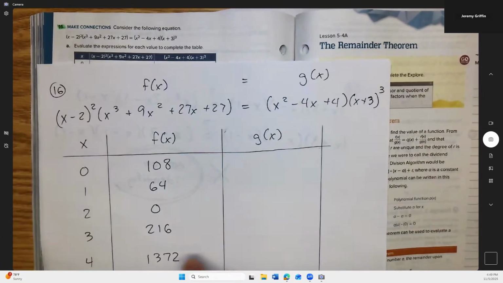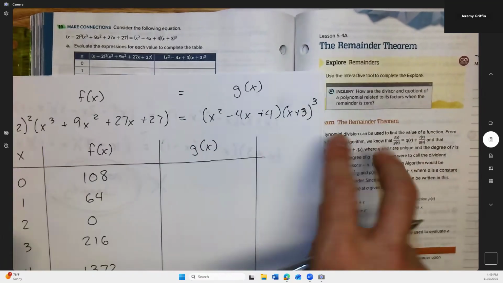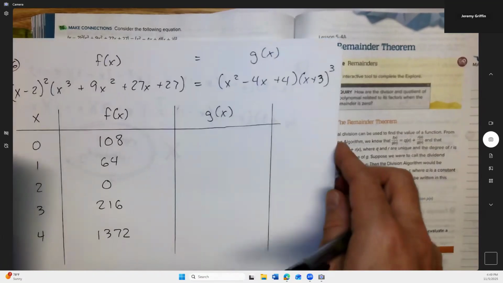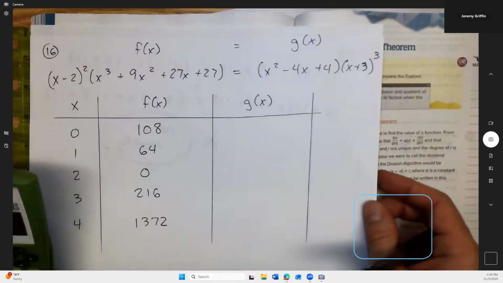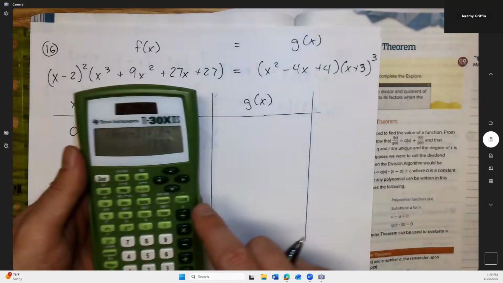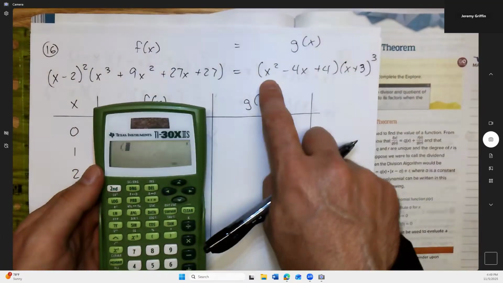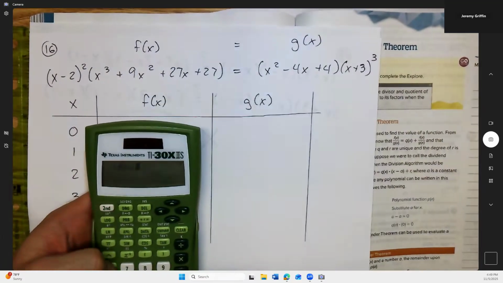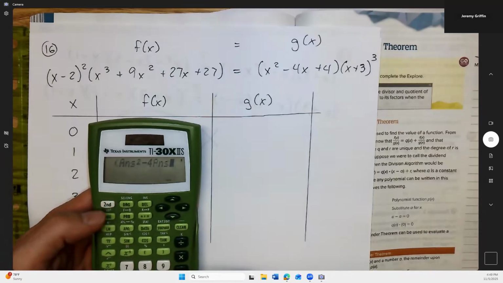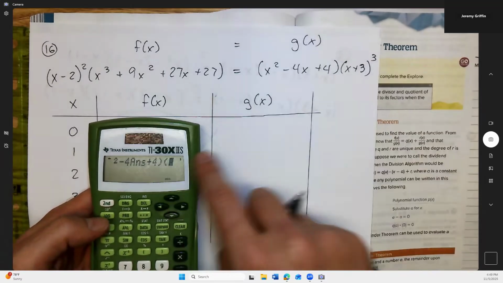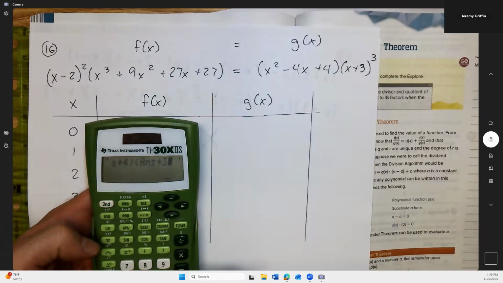Okay, now let's go into g of x, which at a glance looks totally different. I wonder if this is going to be the same thing. I actually don't know ahead of time, so I'm finding out as you guys are finding out, but we're going to see. So open parenthesis, we got x squared. So let's do answer squared. There we go. Minus 4 answer plus 4. And then close open, so it'll automatically multiply. Answer plus 3. And that's all to the power of 3.